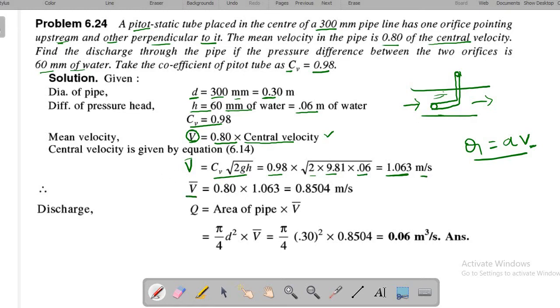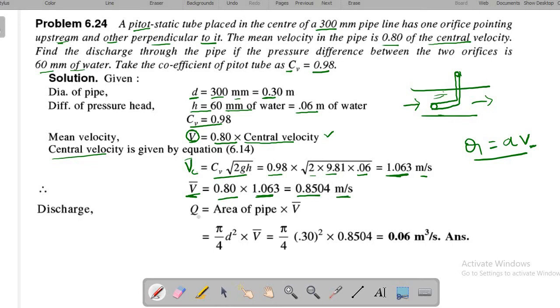But the mean velocity will not be the same as the central velocity. So for that, I calculate the mean velocity as 0.8 into 1.063. This is the central velocity, 1.063, but 0.8 times the central velocity will be the mean velocity. So 0.8 into 1.063, I am getting 0.8504 meter per second.